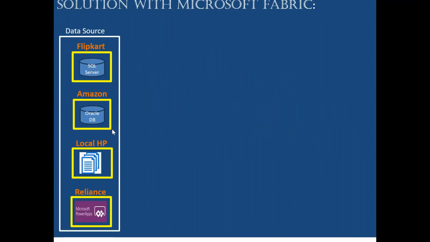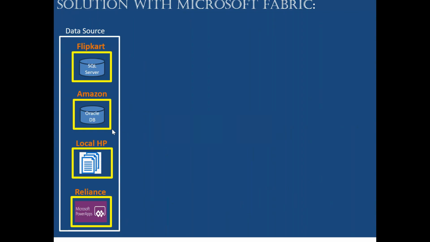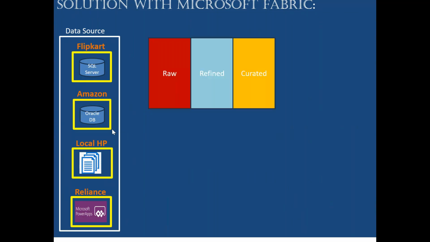Now let's think of this way. You have a Flipkart store, an Amazon store, and local companies providing the data in Excel files, and you have Reliance, who are storing their data in Dataverse Power Apps. In order to answer the business questions, we need only Flipkart data, or only Amazon data, or all the sales data from different online stores and physical stores.